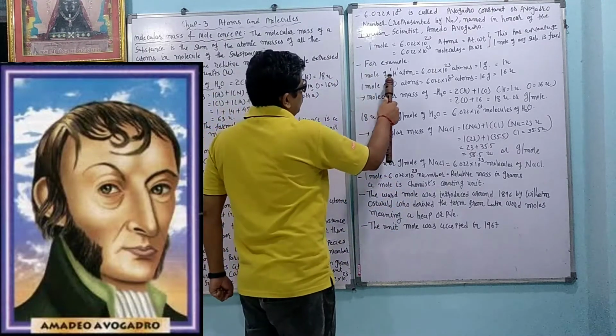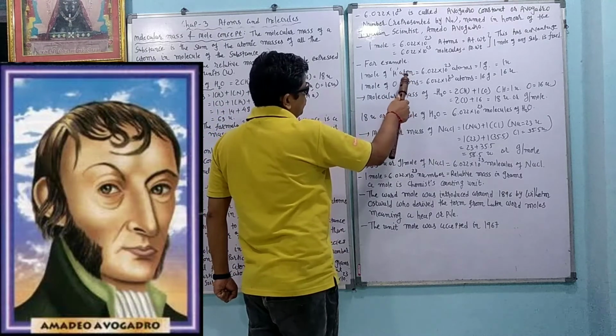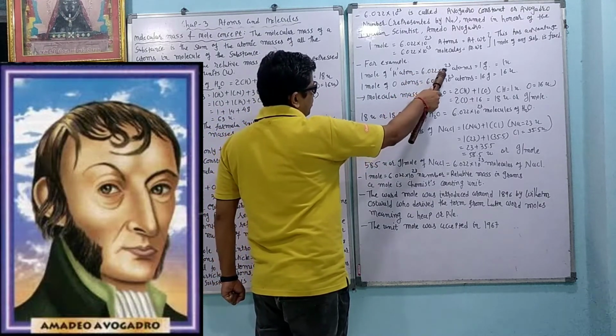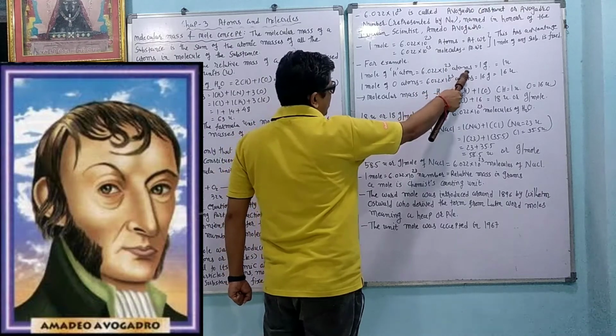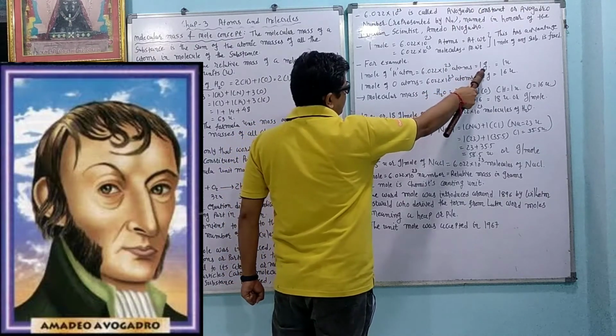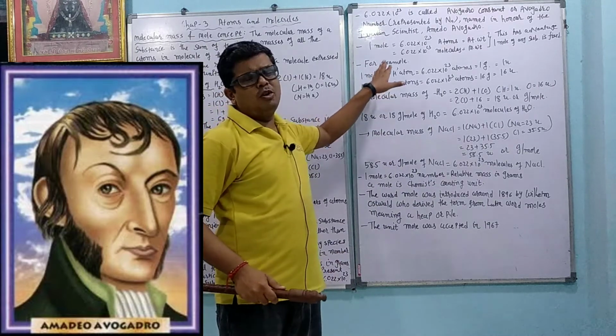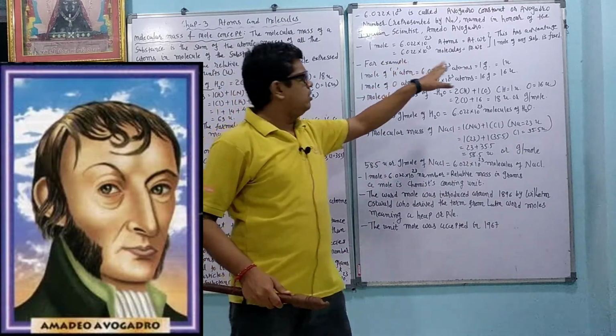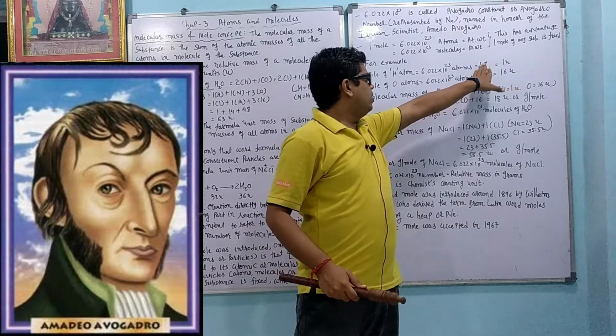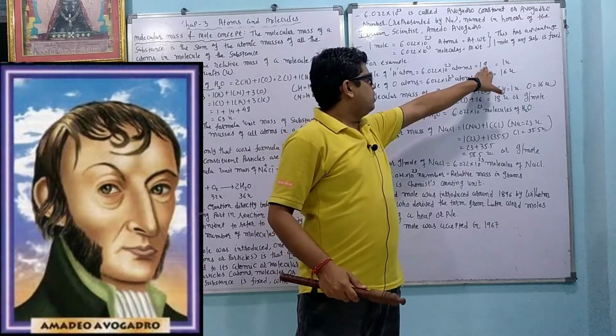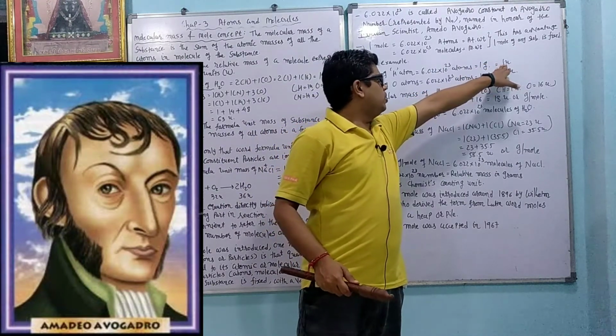For example, 1 mole of hydrogen atoms contains 6.022 × 10^23 atoms of hydrogen. If we weigh it, we get 1 gram, equal to 1 unit. So whenever we take 1 mole of any atom, we get the atomic weight. The weight of hydrogen is 1 gram, and we can represent it as 1 unit.